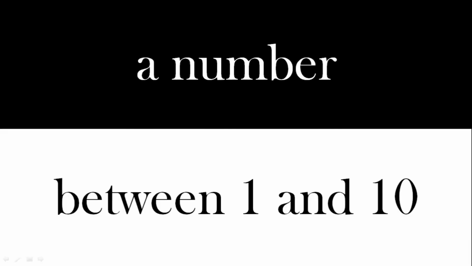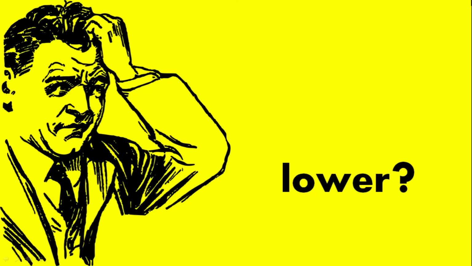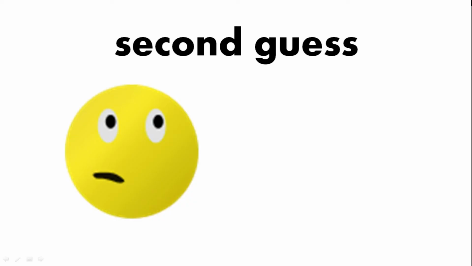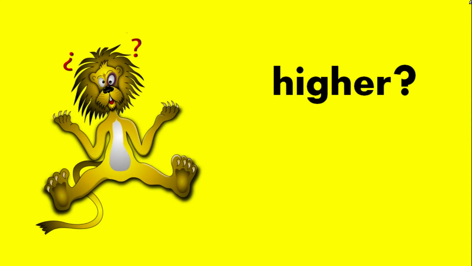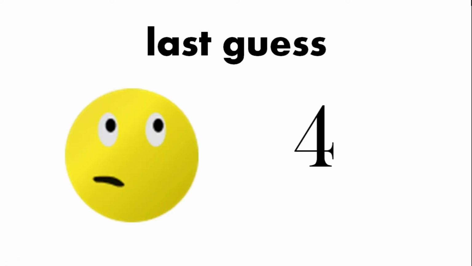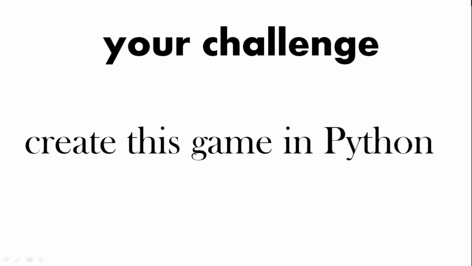So first, let's play. Choose a number between 1 and 10. Have a guess. Is it 7? It's lower. Yes, lower. Second guess. Is it 3? Higher. Last guess. 4. Correct. Well done. Your challenge is to create this game in Python.